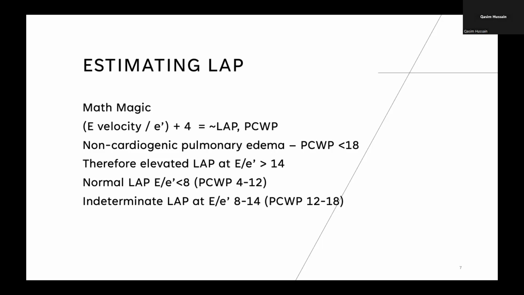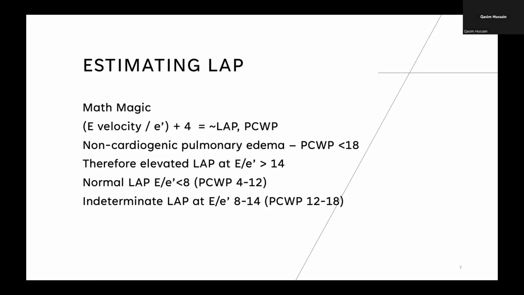And then you add 4, which is a constant, determined by mathematicians that are way smarter than myself. They determined the Nagueh formula, and this is just derived from that, and it ends up being kind of a constant in that area. But if you take your E velocity and divide out your E prime, and then just add 4, you actually end up with a good surrogate for your left atrial pressure, your pulmonary capillary wedge pressure. And if you guys remember from the Berlin criteria, for non-cardiogenic pulmonary edema, the pulmonary capillary wedge pressure should be less than 18 in those scenarios with a Swan-Ganz to qualify it as non-cardiogenic.